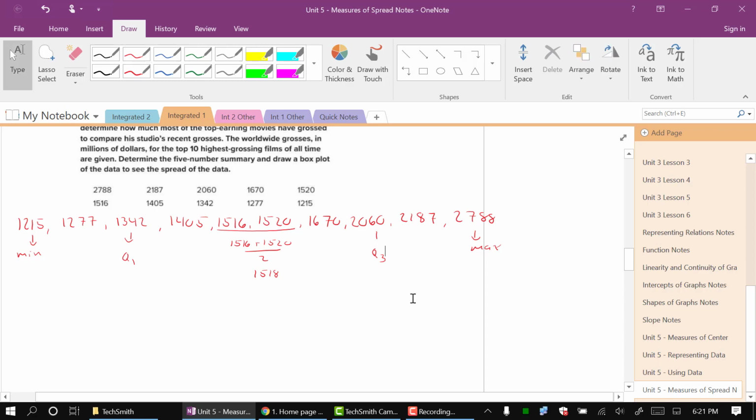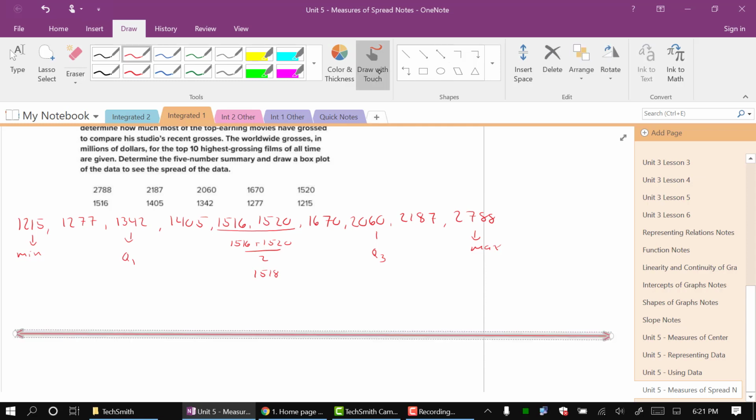Now what we're going to do is make our box and whiskers plot. So we're going to start off with a line. Now I'm going to start putting in the numbers. The first one is going to be 1200. And we're going to go by hundreds. So this will be 1300. This will be 1400. This will be 1500. This will be 1600. This will be 1700. This will be 1800.